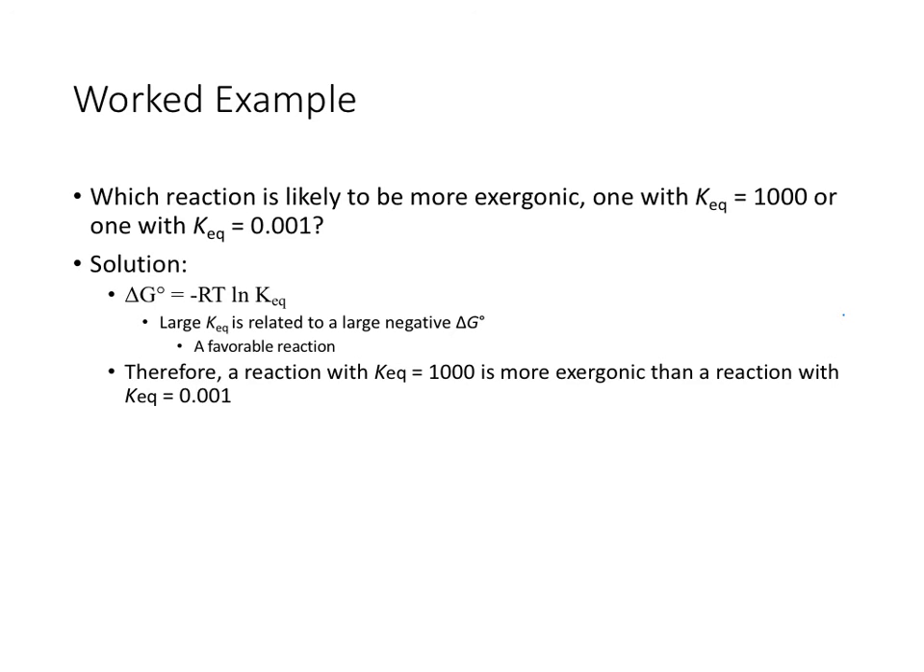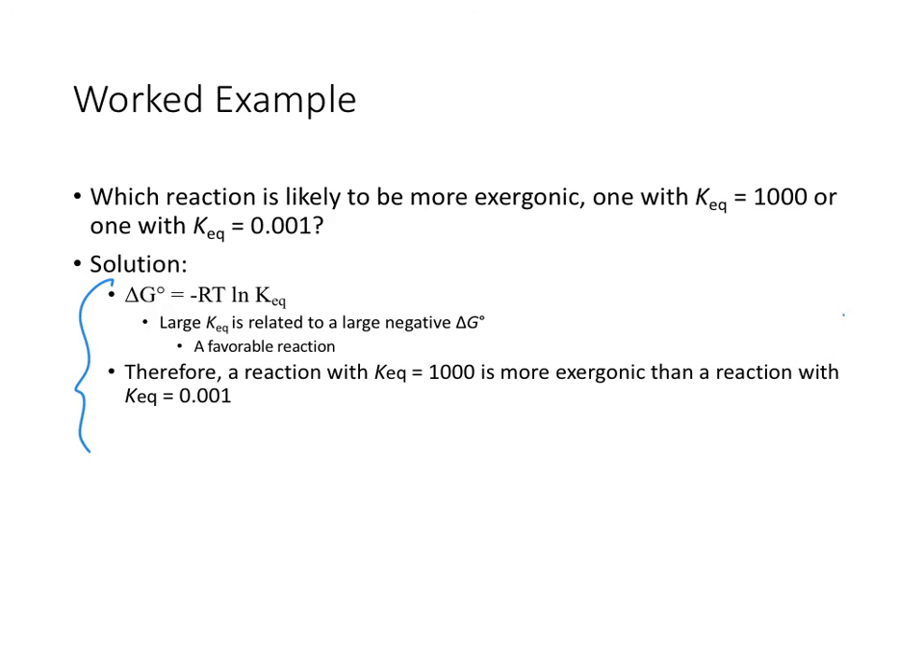Which reaction is likely to be more exergonic, meaning more spontaneous? One with a KEQ of 1,000 or one with a KEQ of 0.001? So before you do the math here, you can just think about this. A KEQ of 1,000 means the reaction really favors the products over the reactants. In other words, it's spontaneous. Something with a KEQ much less than 1 means the reactants are favored a lot more than the product, which corresponds to it not being spontaneous.